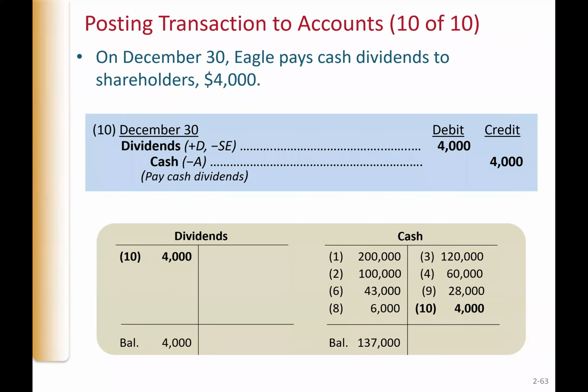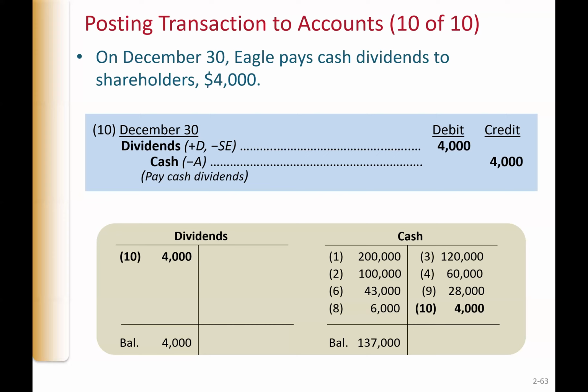Then on December 30th, Eagle pays cash dividends to shareholders of $4,000. Here you see that dividends, if you look in your notes, have a normal debit balance. To pay those dividends, we use cash. When we use cash, we're decreasing our cash. Therefore, we're crediting cash. So we debit our dividends, we credit our cash.